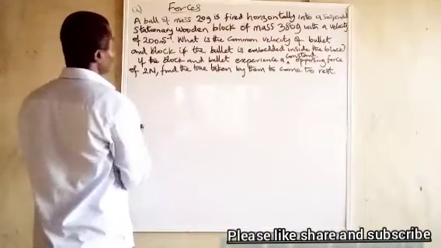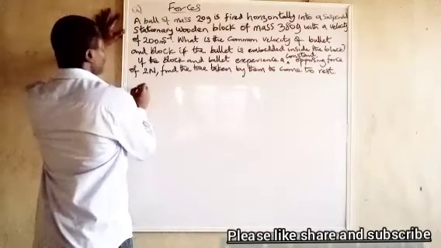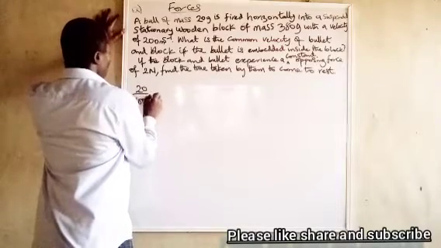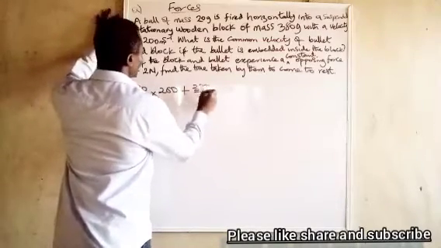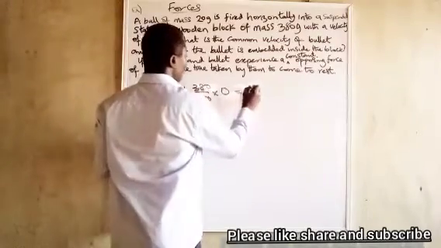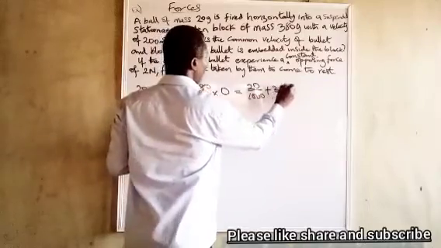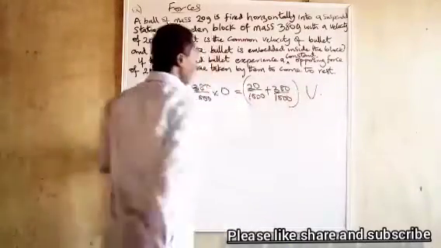By the law of conservation of momentum, you can see that 20 grams times 200 plus 380 grams times 0 will give 20 grams plus 380 grams times V. That's the common velocity.